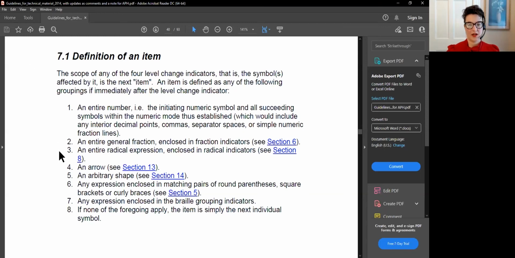Another definition of an item is, sorry, lost my mind, a general fraction, right? A whole fraction, a whole radical expression, an entire arrow, and any expression enclosed in matching pairs of round parentheses, square brackets, or curly braces. So this is the punctuation that I was trying to refer to earlier.